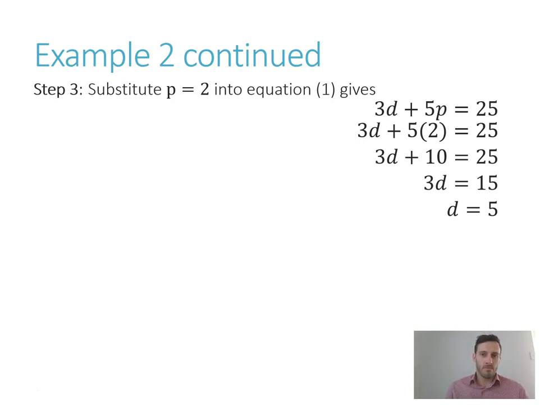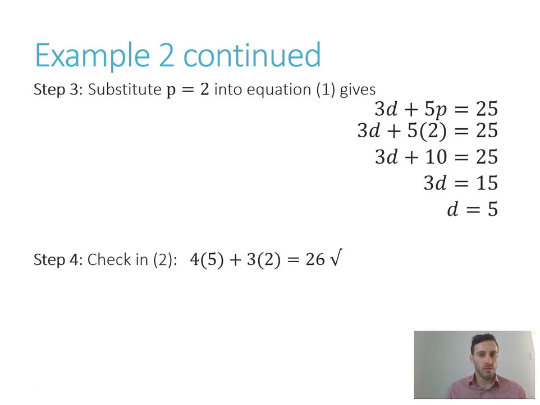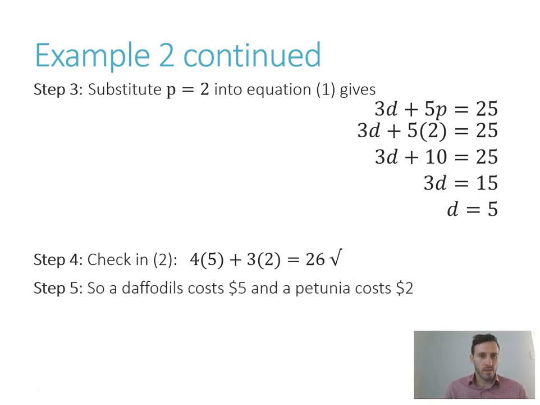And therefore, we can check our answer. So we substitute P equals 2 and D equals 5 back into one of our original equations, and we find it checks out. And then we write our answer in sentence form. So daffodils cost $5 and petunias cost $2.